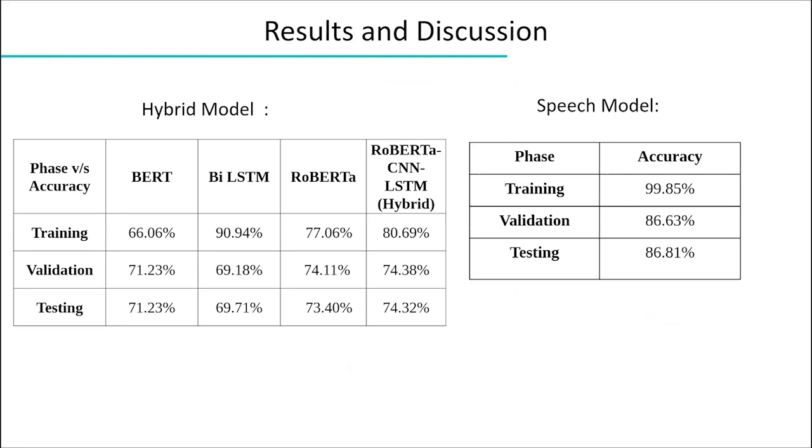So finally, when we come to a conclusion, the hybrid model was the best model for text, providing an accuracy of 74.32% on testing, which was better than any individual model. Although the BiLSTM model has high training accuracy, the testing accuracy was low because of overfitting. For the speech model, the testing accuracy was 86.81%, which was higher than the individual CNN model, with the use of MFCC and also the transcriptions.